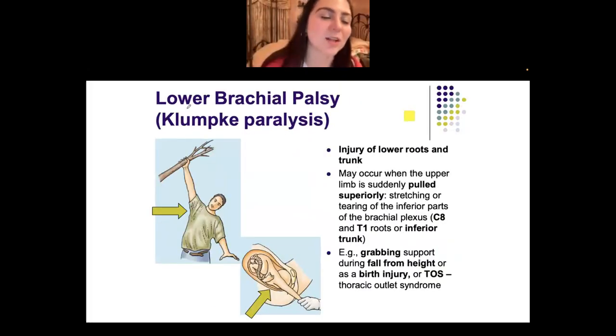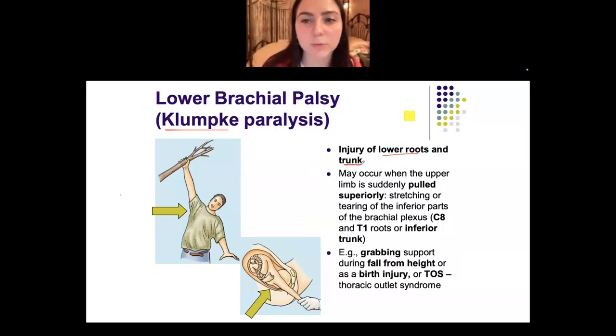On the opposite side, this is called Klumpke's palsy. So Klumpke paralysis, Klumpke's palsy. This is a lower brachial plexus injury. So the exact opposite. Oh my God, the poor baby. Yeah, so this is horrifying, and then this is also horrifying. So this is on the opposite spectrum. So now it's the lower trunk.